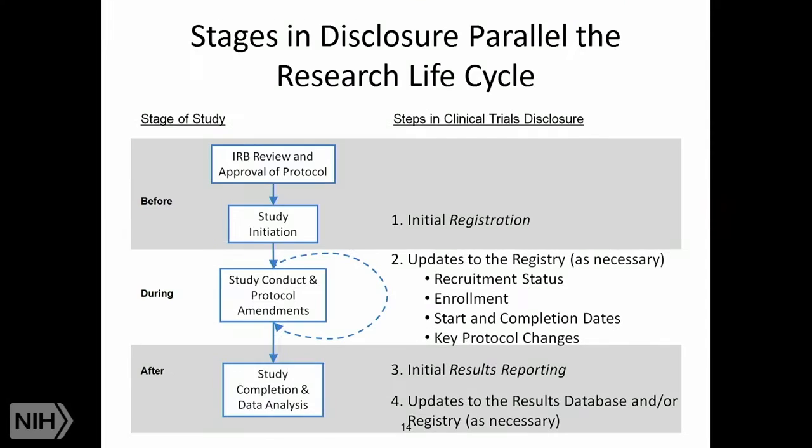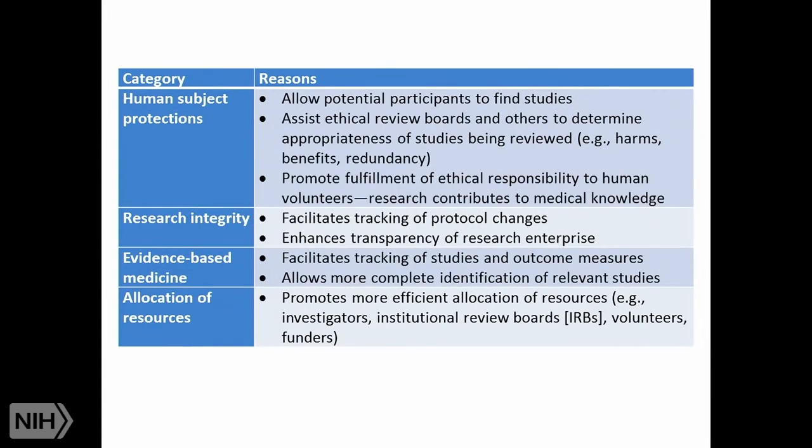This is just to point out that there are stages in the disclosure that parallel the research life cycle. If you think about the research study on the left, starting with IRB review and approval of the protocol, all the way through to study completion and data analysis, you have to keep up your ClinicalTrials.gov record at all stages, starting with initial registration, updating the registry as needed, finally summary results reporting, and then any updates to the results database as necessary. So again, thinking about the purpose of ClinicalTrials.gov and other trial reporting systems, you need to think about the 4 categories of human subject protections, research integrity, evidence-based medicine, and allocation of resources.